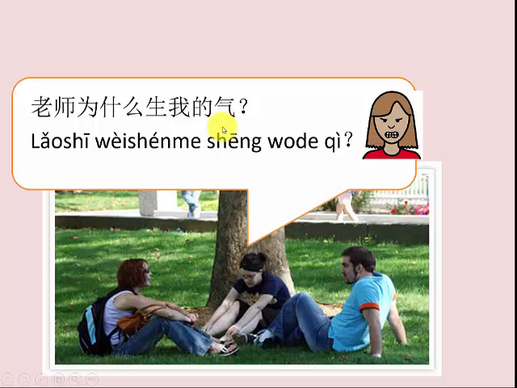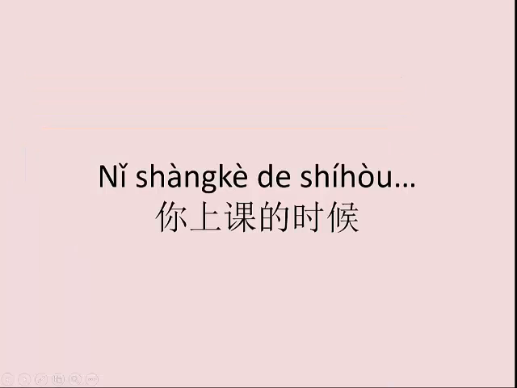And if you're angry at your dad, you would say what? 我生爸爸的气. And in this situation, 老师生我的气. Teacher is angry at me. We're going to make sentences about why. And we're going to say 上课的时候. 上课 is attend class. So in this sentence, while you attend class, you're going to do something else. And that will irritate the teacher.